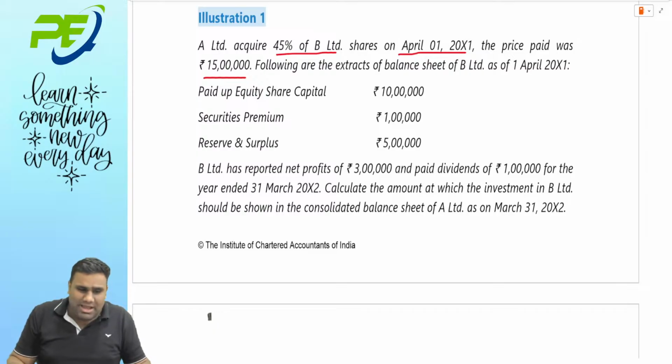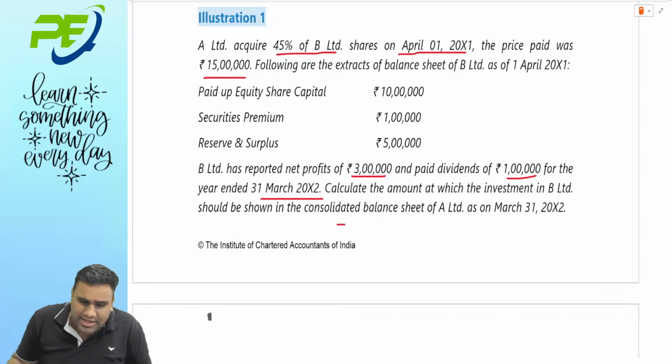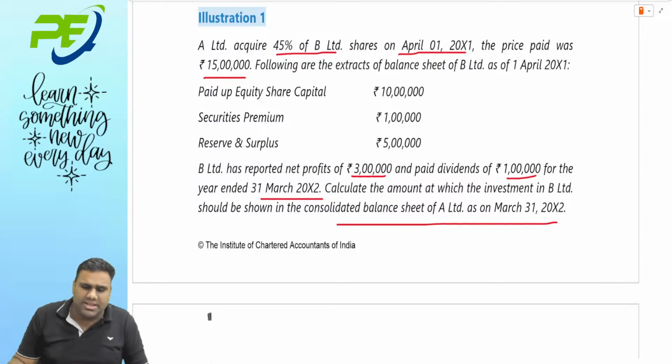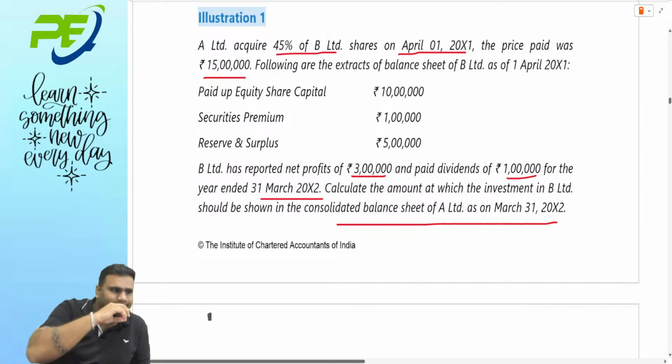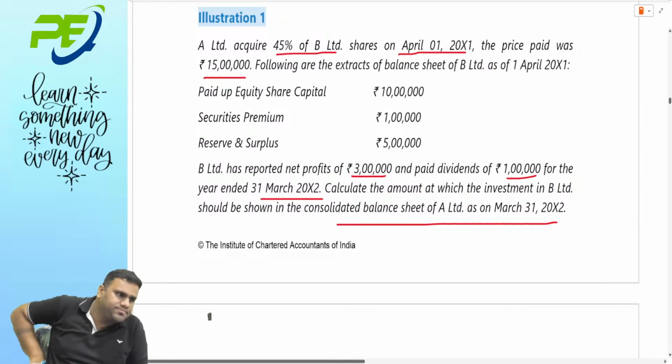Following are the extracts of the balance sheet: paid up capital, premium, reserves. B Limited has reported a net profit of 3 lakh and paid a dividend of 1 lakh for the year ended 31st March 20X2. Calculate the amount at which the investment in B Limited should be shown in the consolidated balance sheet of A Limited as on 31st March 20X2. Go through the question carefully. A very good problem.